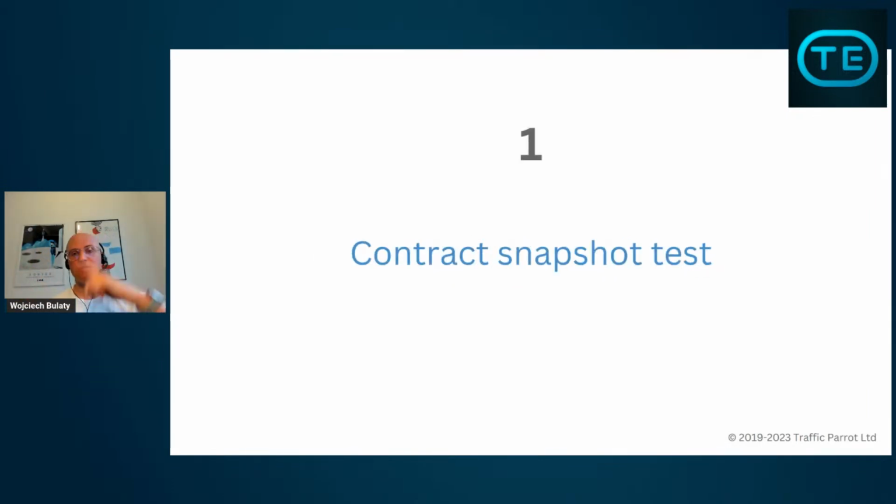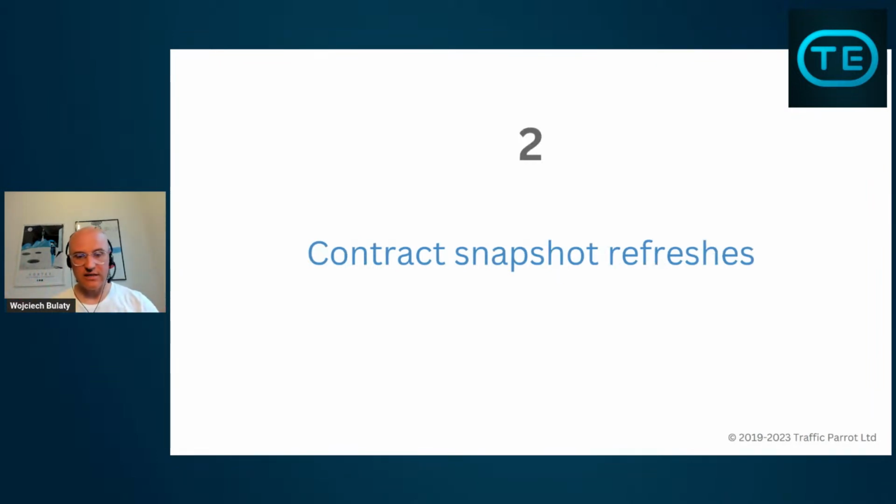Okay. So the first one is contract snapshot test. What is this? Let's say you're using a mock and you've created a mock for a third-party dependency. You've actually created a snapshot of a contract between your dependency and the third-party dependency. So you've got essentially a contract snapshot test, one way of managing the contracts. The second technique to managing these contracts is contract snapshot refreshes. So you can refresh that snapshot that you've done.